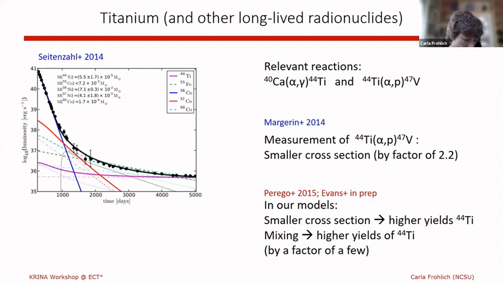Now, those yields are still much lower than what we get inferred from observations. These are spherically symmetric models, so mixing is not something that naturally happens. And so if you put in a prescription for mixing, the mixing can increase the yield of titanium-44 that's ejected. And if you combine the two, the smaller cross-section and mixing, each of them increases the yield by a factor of a few. And so then you get within the error bars of the observationally inferred titanium. So this is something that needs to be further investigated and that we are currently further investigating.